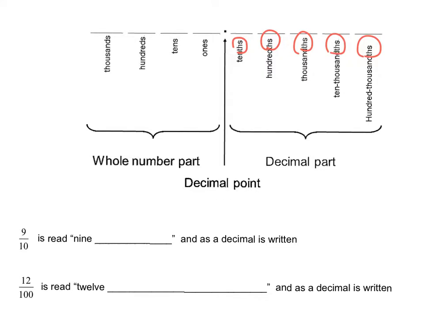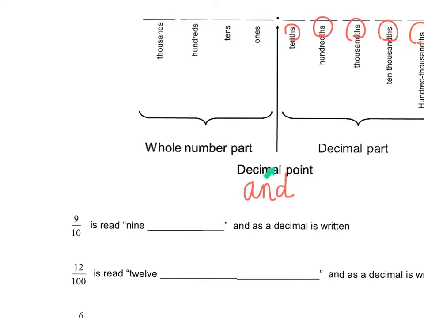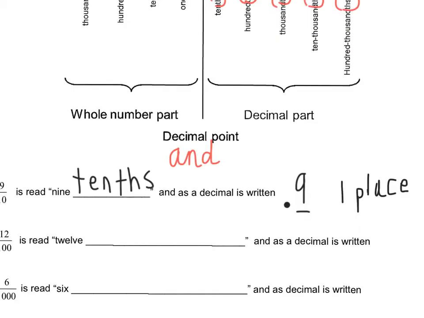When we read a number with a decimal in it, the decimal point is where we put the word and. So right here, we'll say that's where we spell the word and when we read the words out verbally. So 9 over 10 is read 9 tenths, 10 with a THS on it. And as a decimal, it is written as 0.9. So we have just one decimal place because it's the tenths. So we have 0.9.